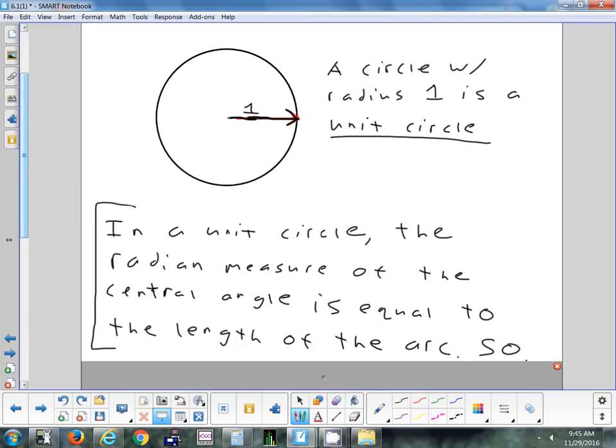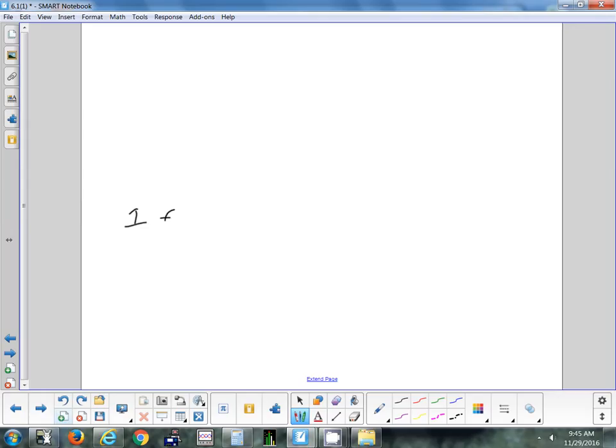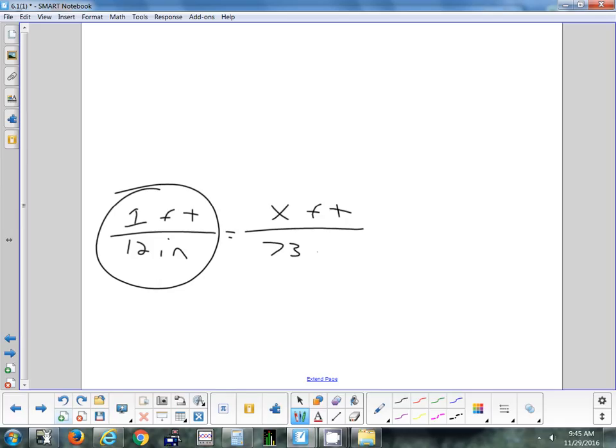Kind of like if I said I want you to convert between feet and inches. As long as you know in 1 foot there's 12 inches, you can figure out any conversion you want. I could say how many feet in 73 inches. You could just set this up. Or if I said how many inches in 2.5 feet, you could plug 2.5 in for feet and leave inches as x.